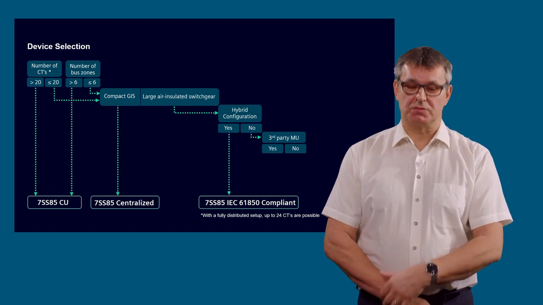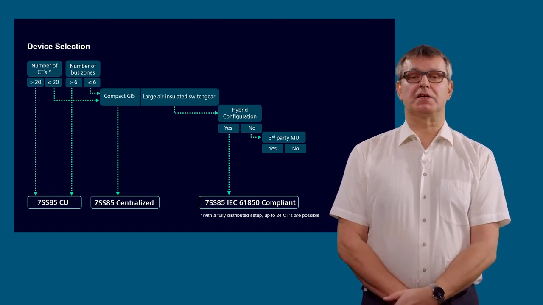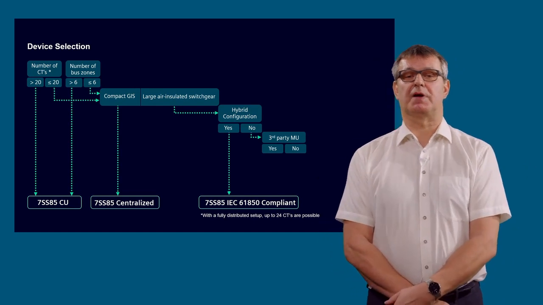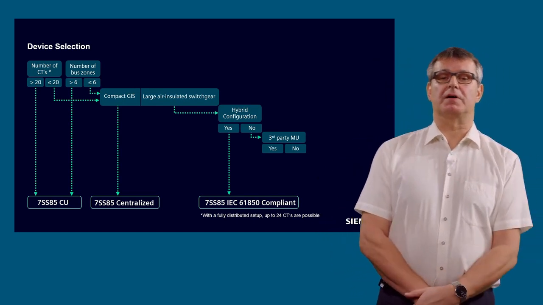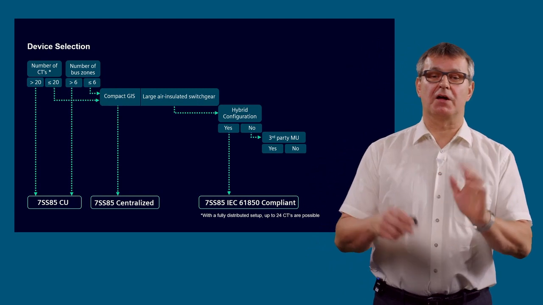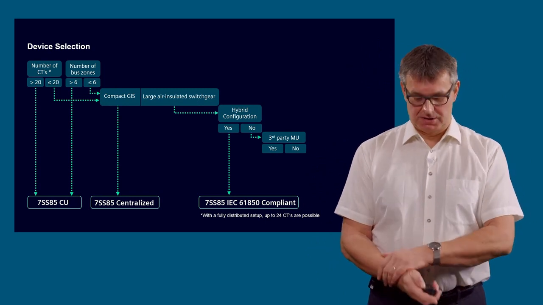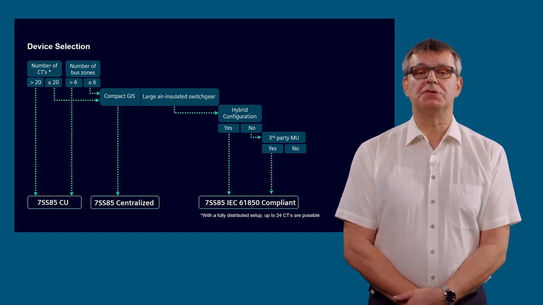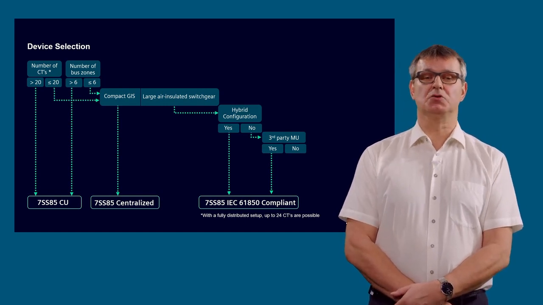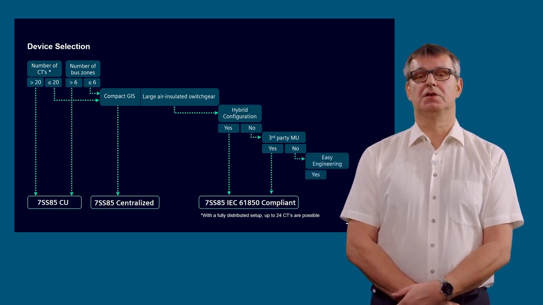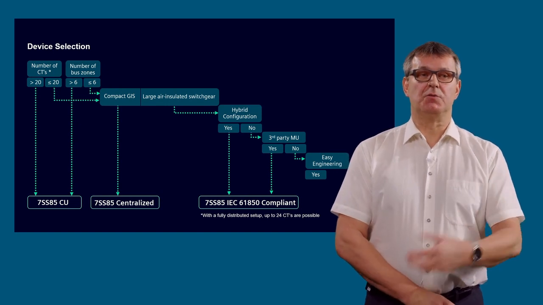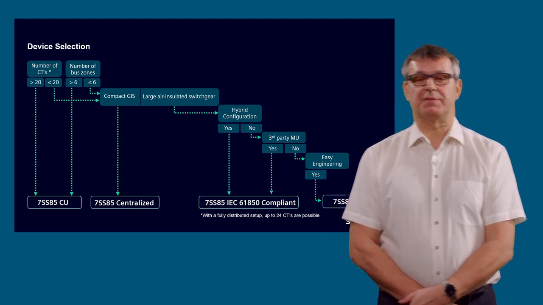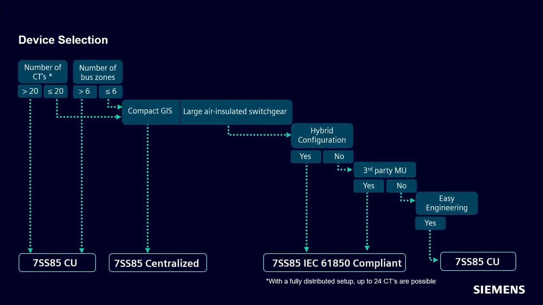then you may ask, okay, does the customer want to use also third-party merging units, maybe also from NARI, GE or anything else? If yes, you have also only the chance to use the IEC 61850 compliant solution. If not, and you want to have an easy engineering, you should use the 7SS85CU solution.